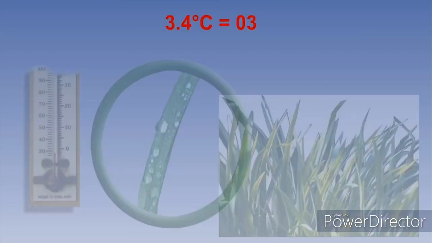Temperatures are always rounded to the nearest whole degree. 0.5 of a degree would be rounded to the higher temperature. For example, minus 2.5 would be M02.